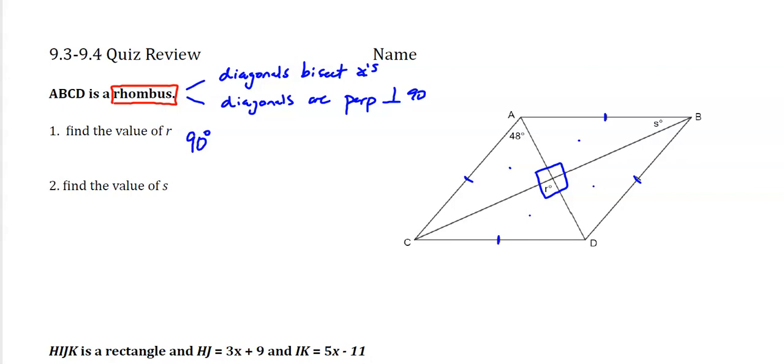R is 90 degrees. And we can find the value of S. Because the diagonals bisect the angles, I know that this 48 is bisected, and we have another 48. And opposite angles are congruent because it is a special parallelogram. So these are both 48. And then because we know the 90, S just fulfills the triangle sum. So S is going to be 42, 42, 42, 42. So we got everybody on lockdown. Angle S is 42 degrees.